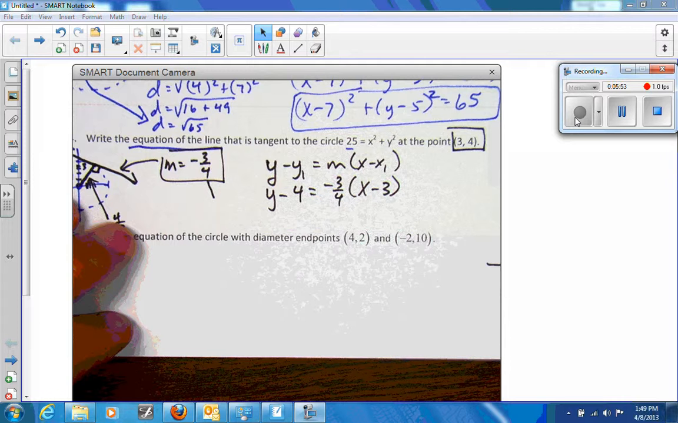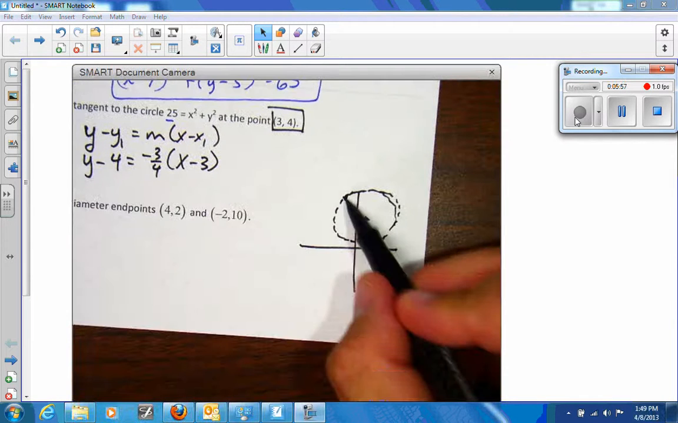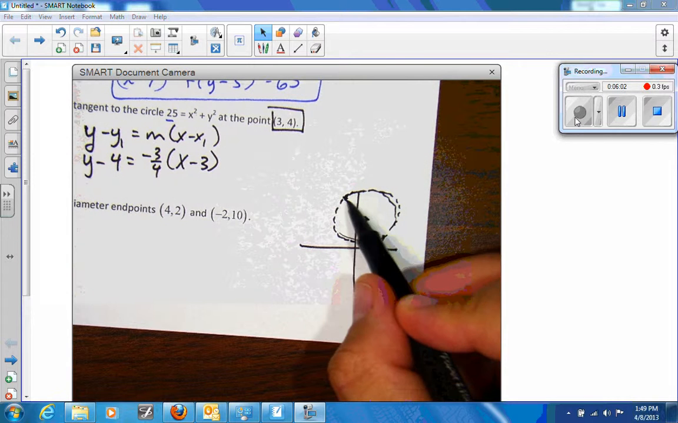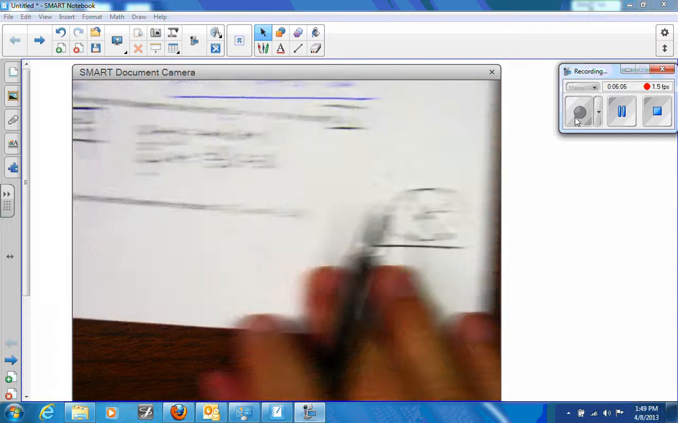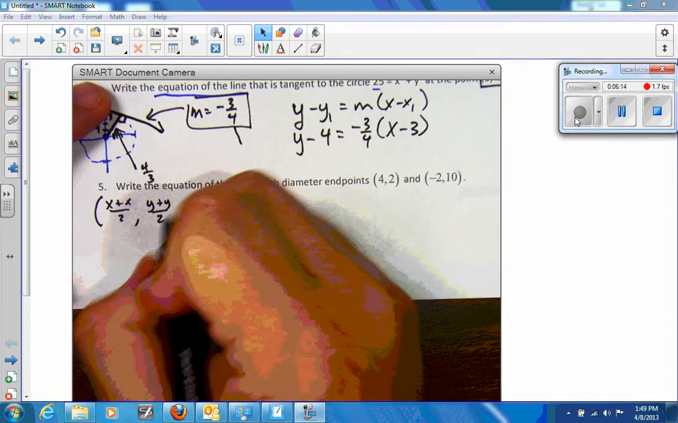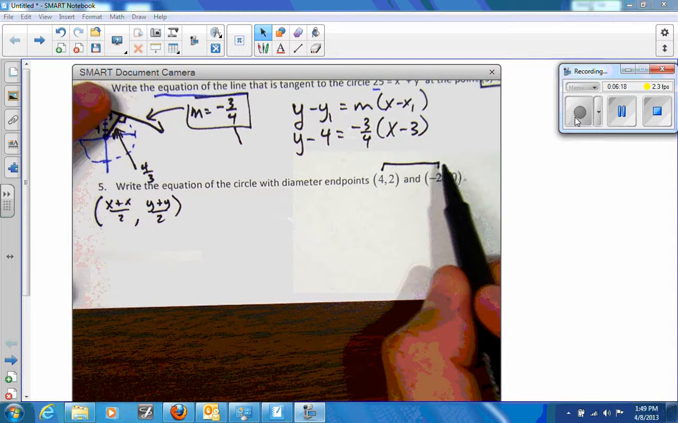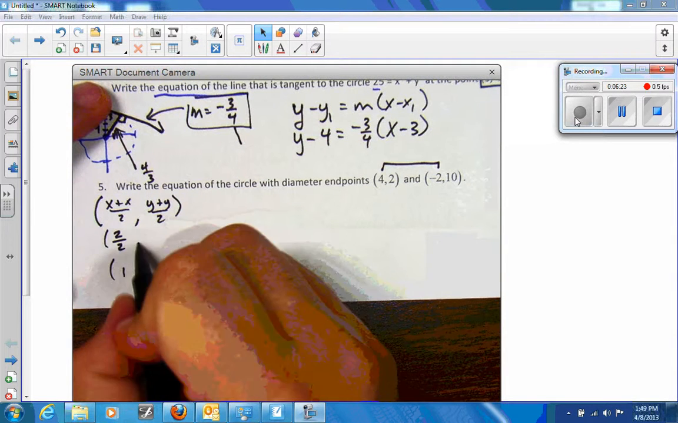Oops, sorry, you didn't see that picture. These are my diameter endpoints. So when I create the circle, I know that this is my center. So I need to find the middle portion using the midpoint formula. Remember, your midpoint formula is as follows: x plus x over 2 and y plus y divided by 2. So we're going to add the x's together and divide by 2. What is 4 plus negative 2? Well, it's 2. And 2 divided by 2 is 1.